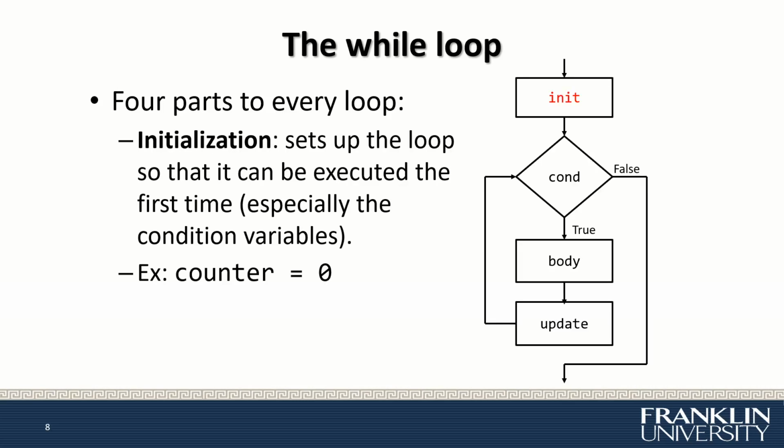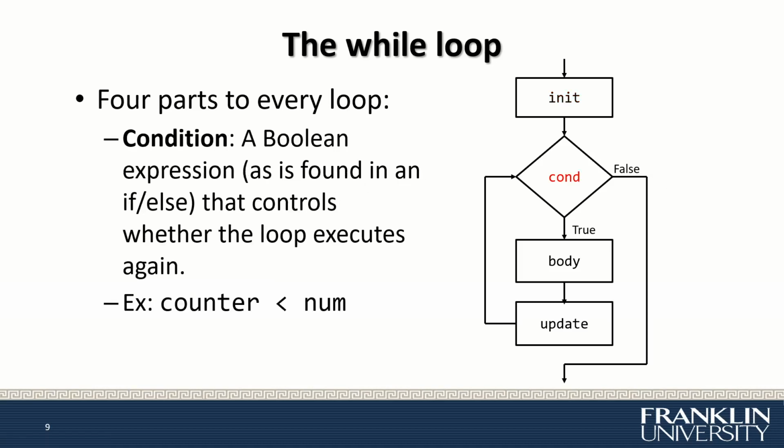In the while loop, there are four parts. Initialization sets up the loop so that it can execute the first time. So I want to initialize something so that when I check the condition, it will execute, or maybe not execute, depending on the condition. And then a condition statement, a Boolean expression, just like the one you find in the if-else statement, that controls whether the loop executes again. For example, counter less than num. This is the condition. As long as this condition is true, the loop executes. False, the loop does not execute.